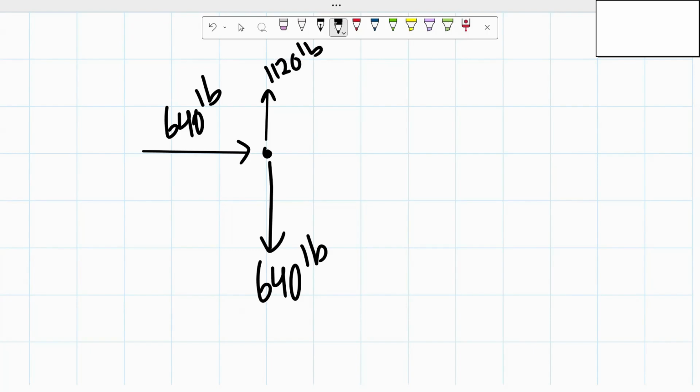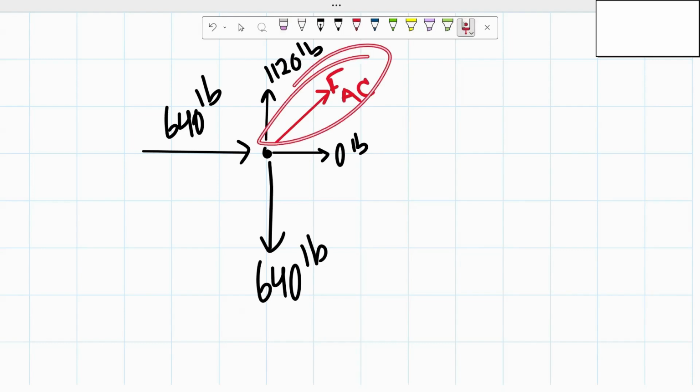From there, you don't really have to draw it out since we do know that it has a force of 0 pounds. But if we were to draw out the force of the bar or member AB, that one would simply just be 0 pounds. And then the one that we're trying to determine is the force of the member AC. As you guys could see, the bar or the member AC is at an incline or at an angle.